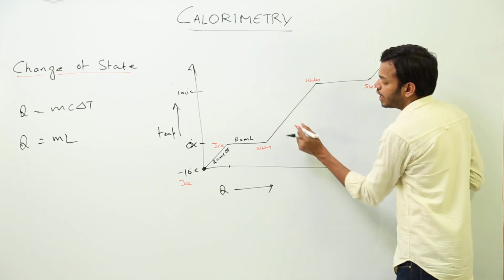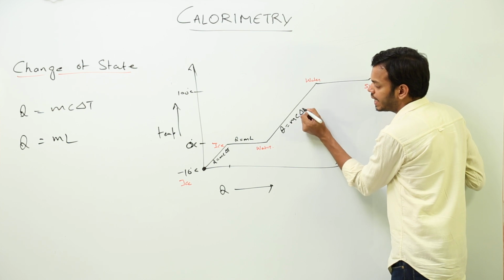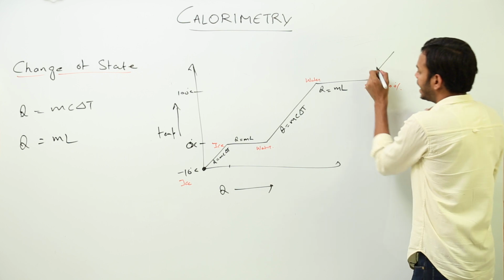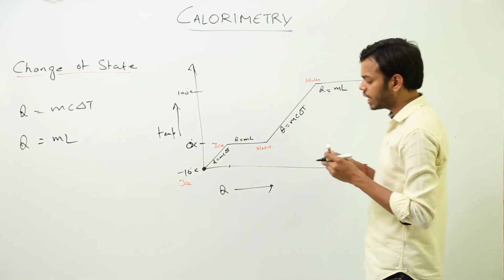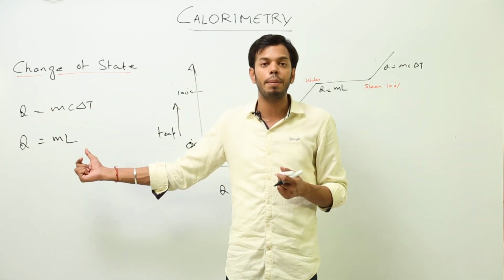So from here to here, if you want to calculate the amount of heat, it will be given by mc delta T, whereas here the amount will be given by m into L. Again here it will be given by mc delta T. So whenever temperature is increasing, the formula would be mc delta T. Whenever state is changing, the formula would be m into L.